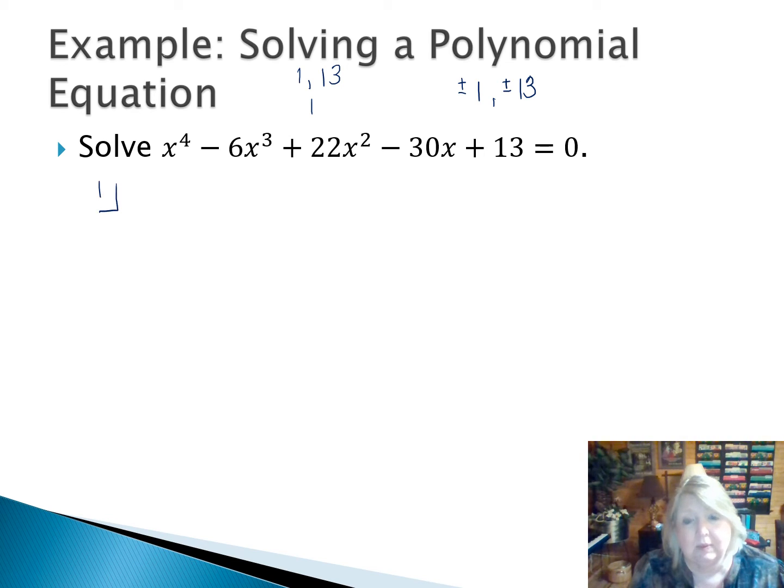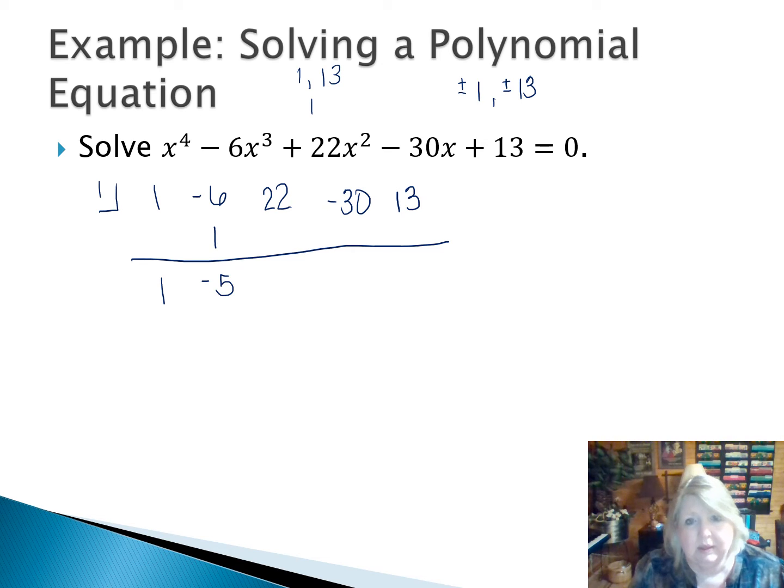As always, I start with 1, and sometimes I get discouraged and start somewhere else. And when I do, that's when 1 is my 0. So I'm just going to start with 1, and we're going to go in a nice, neat order. 1 times 1 is 1, minus 6 is negative 5. 1 times negative 5 is negative 5, plus 22 is 17. 1 times 17 is 17, minus 30 is negative 13, and lo and behold, I'm glad I didn't skip him, 1 was a 0. Okay, so I found 1.